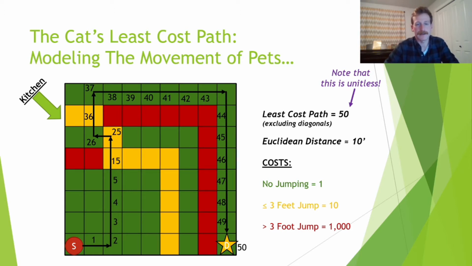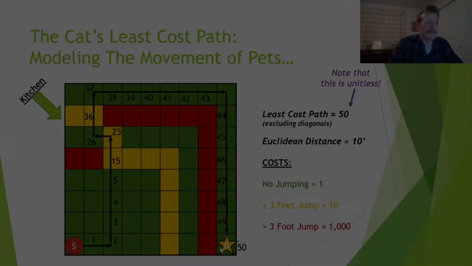It's not feet, not pounds, not joules. That is a unitless measurement. Whereas the Euclidean distance, and I did actually measure this from the floor in the entry of the kitchen to the top of the cabinet, that diagonal is about 10 feet.